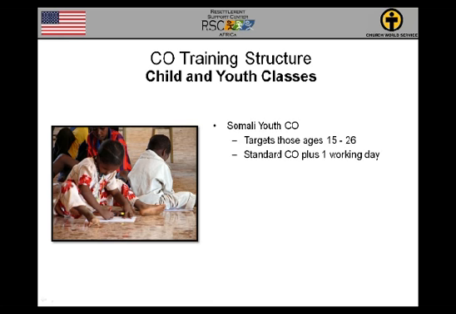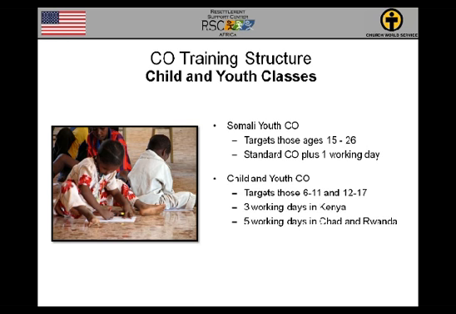We do have some classes for children and youth. For Somali youth, we do an additional day of training for Somalis aged 15 to 26 over and above the standard class that they attend. And we also have a child CO class and a youth class in Kenya, Chad, and Rwanda. And then unaccompanied refugee minors receive training as well, specifically geared towards their needs. That's about 3 hours. Of course, if they're in a location where there's child or youth CO, they would attend that and then also get additional information on the URM program.